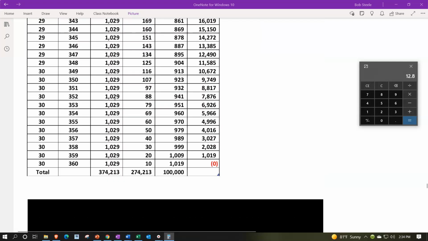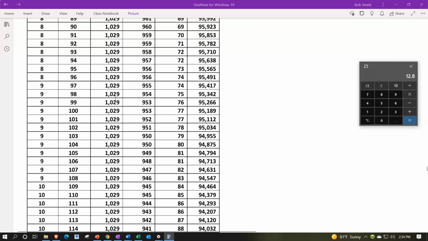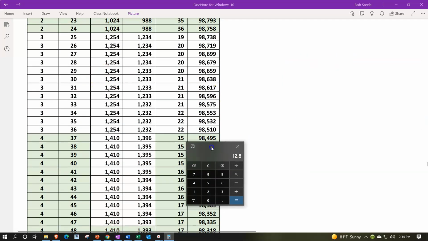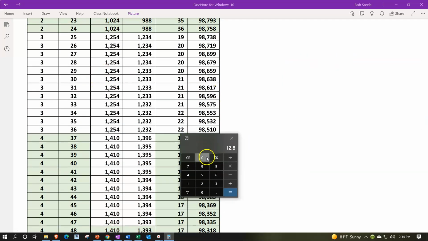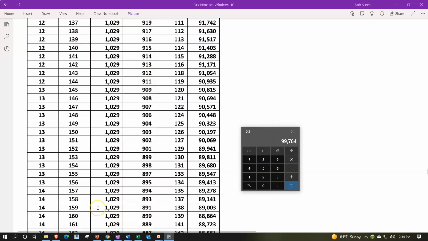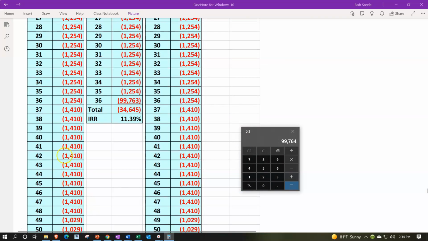the 99,763, if I go up to 36 time frames here, after 3 years would be right there. You'd have a loan balance you'd have to pay off. That would be an outflow if you sold the property, 98,510. And then you'd also have to pay that last payment, 1,254, assuming we're paying this at the end. And that's where we're getting that 99,764 about at the end.